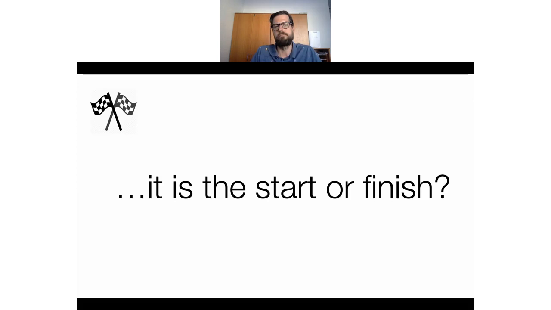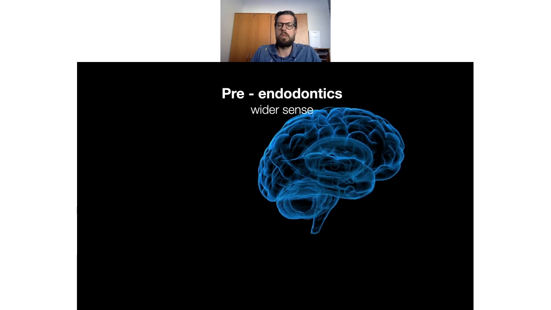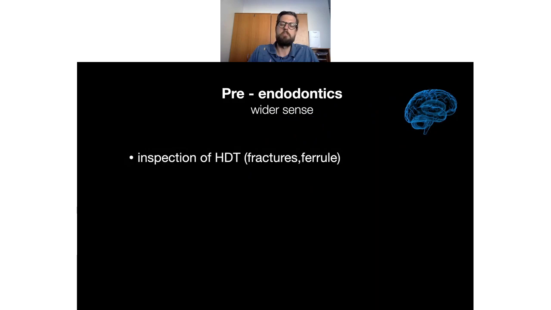So the pre-endo in the wider sense, we can look at it as the inspection of the hard dental tissue. We want to see if there are any fractures. We want to see if there is enough dental structure, like in the frontal teeth, where we check the ferrule effect. And today we will also be speaking about the biological width, which is very important.